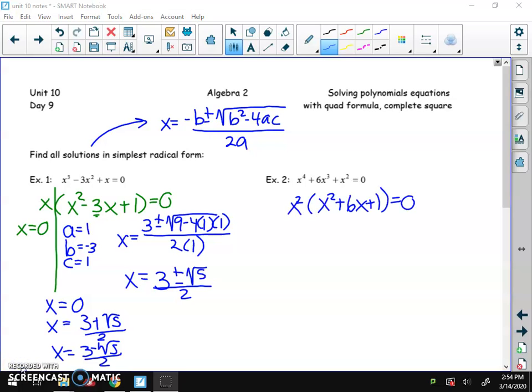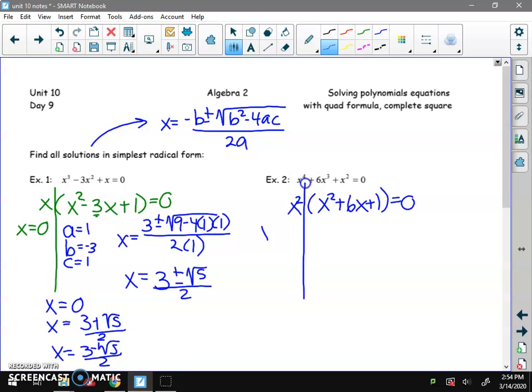On example 2, I checked out the trinomial and it had a GCF of x squared. So I already pulled that out here, x squared. If I think about separating these, this is going to be x squared equals 0, so x equals 0. But because of this squared sign, this 0 is going to have a multiplicity of 2. On the other side, we have x squared plus 6x plus 1. For this, you could do the quadratic formula. You could also do completing the square. Since this is an even number, the 6, I like completing the square.